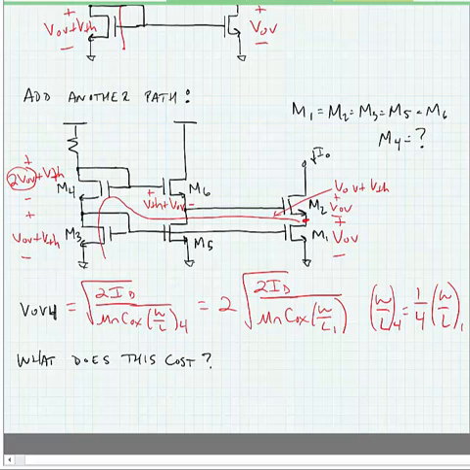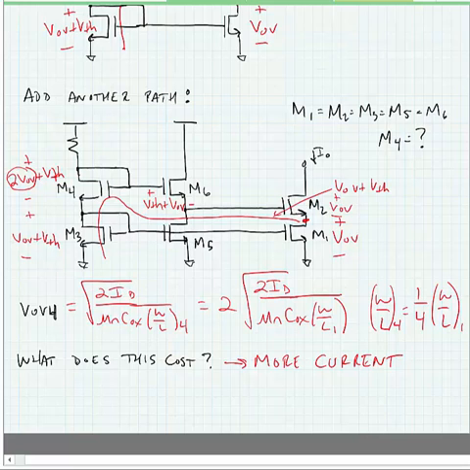So the question is, what does it cost to achieve this higher output swing? Well, we have one extra path that needs to be biased, so this does cost more current. We say this often with analog circuits, but there's always a trade-off in achieving a desired goal. If we want higher output swing, in this case we're going to burn more current to achieve that higher output swing.